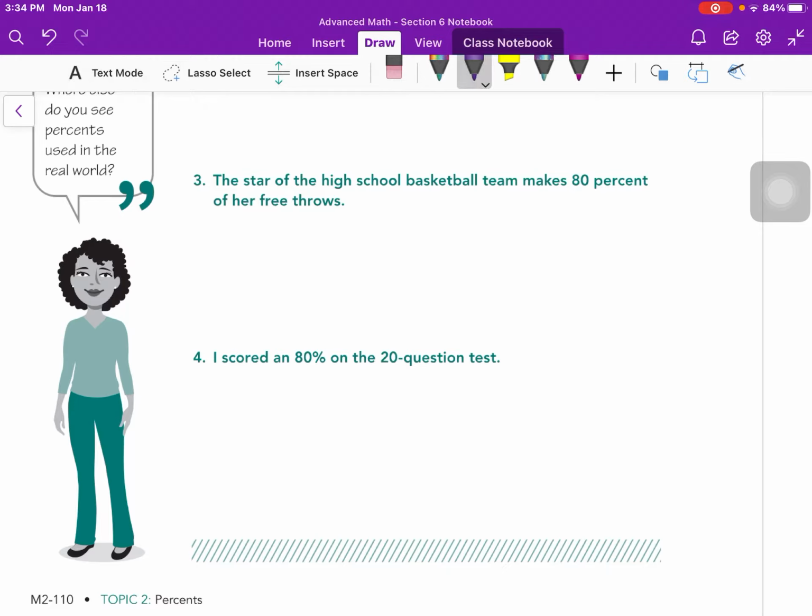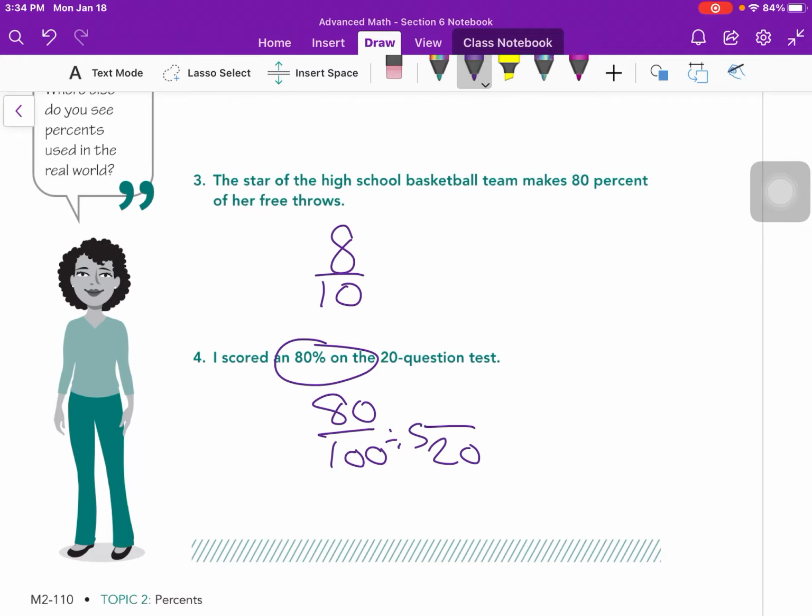So if she was going to shoot 10 free throws, she would most likely make 8 of them, 80% of her free throws. I scored 80% on a 20-question test. I didn't get 100% right, I didn't get every single question right, but out of all of them, I got 80% correct. So 80% out of 100, and it's a 20-question test, I would divide by 5 here. I would have gotten 16 correct out of my test.